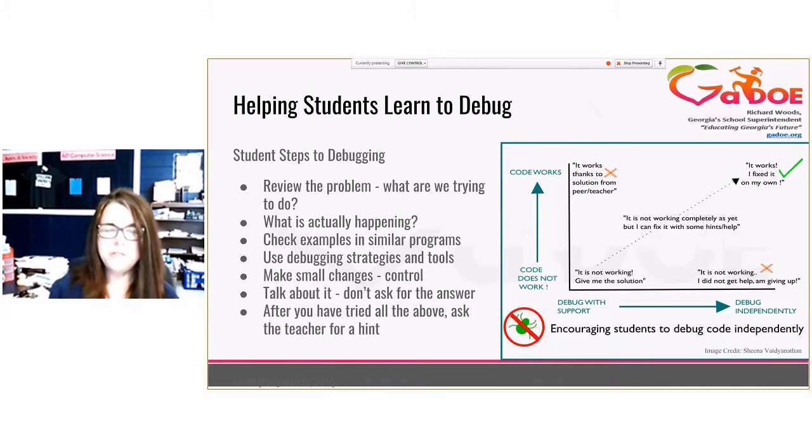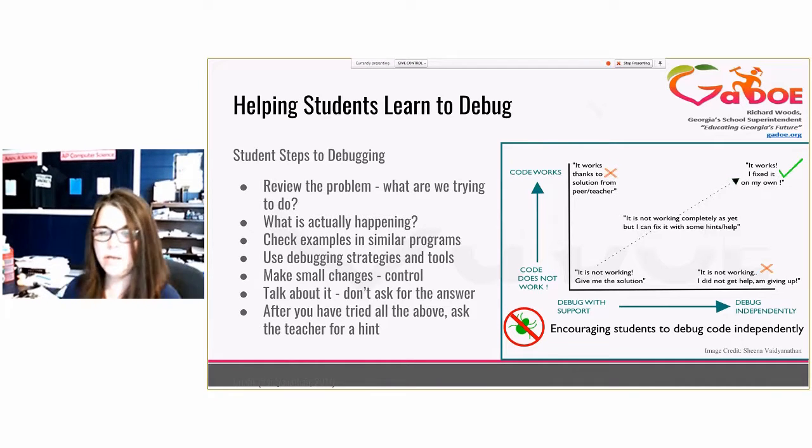Require that the students use their debugging strategies and tools. So we'll look at those in a little bit. When you're making changes to a program, just make little changes. Don't go and change 10 different things and then expect it to continue to work as before. Make little changes, save and try as you go.